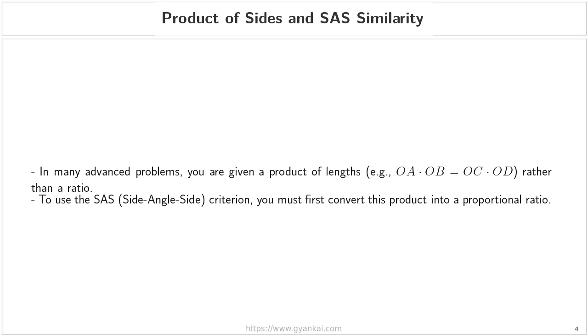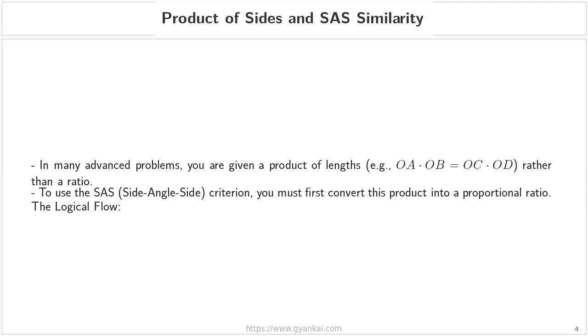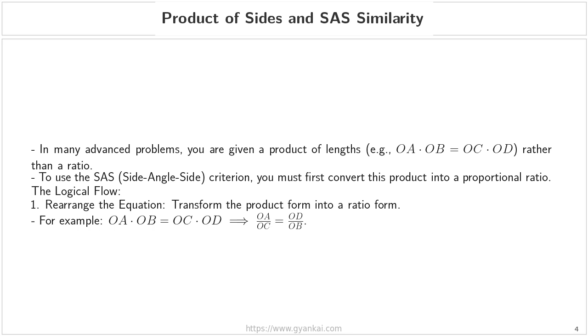To use the SAS, or side angle side, criterion here, your first goal is to transform that product into a proportional ratio. Let's walk through the logical flow to handle this. First, you must rearrange the equation. You want to move the terms around to create a fraction. For instance, if you start with OA times OB equals OC times OD, you can divide both sides to show that OA over OC equals OD over OB.